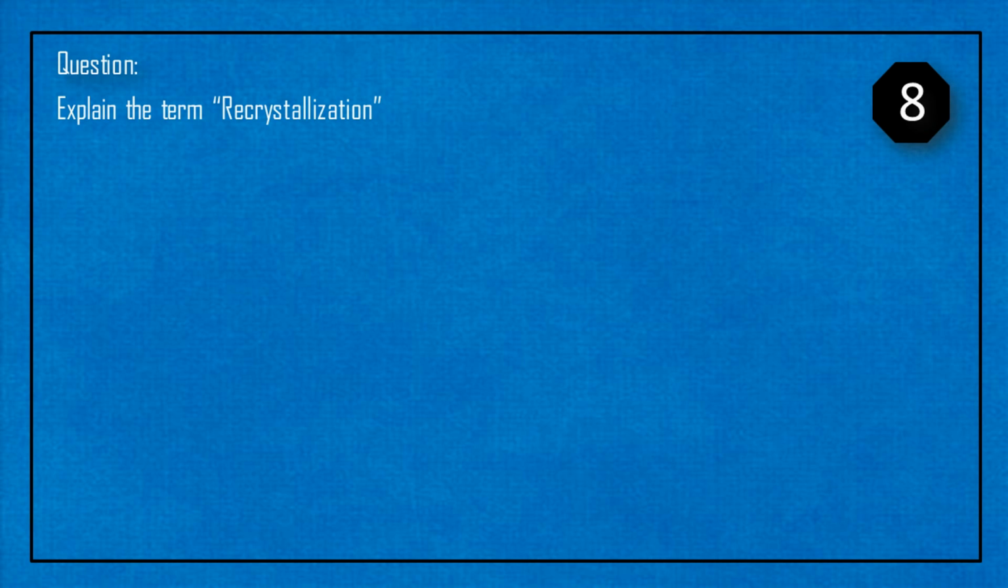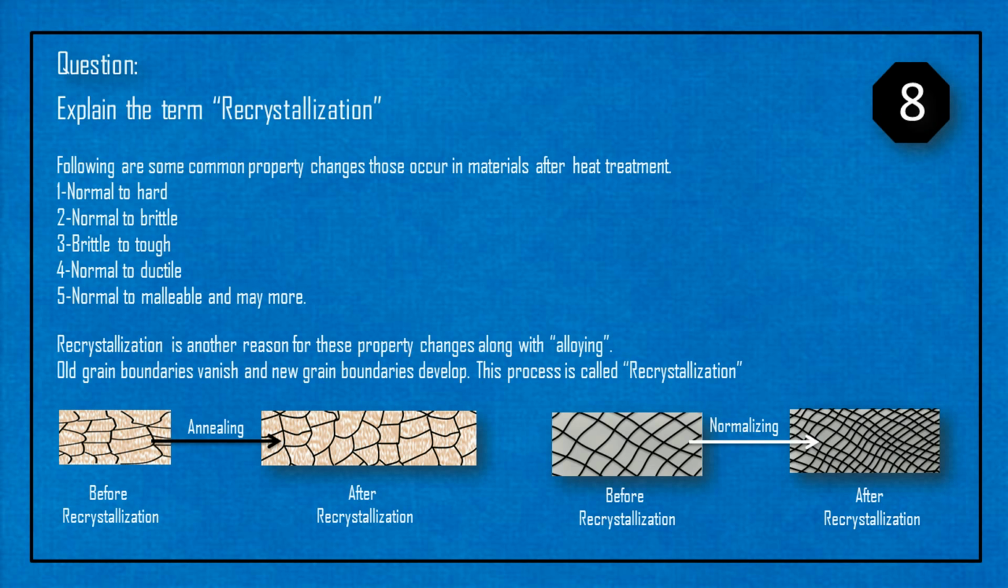Explain the term recrystallization. Recrystallization is another reason for these property changes along with alloying. Old grain boundaries vanish and new grain boundaries develop. This process is called recrystallization.